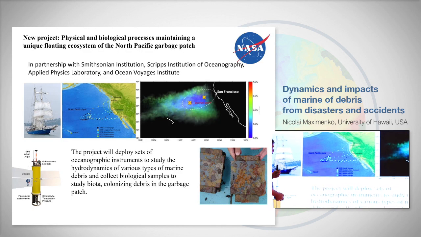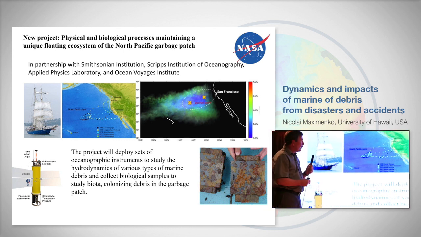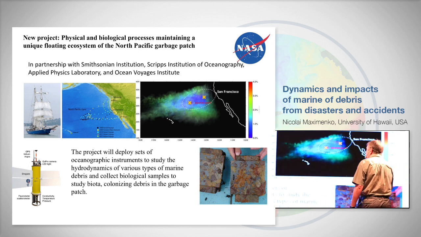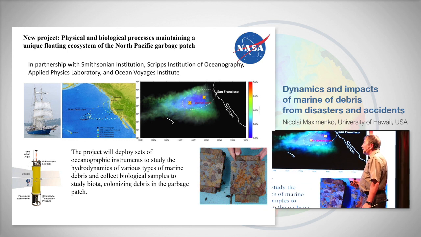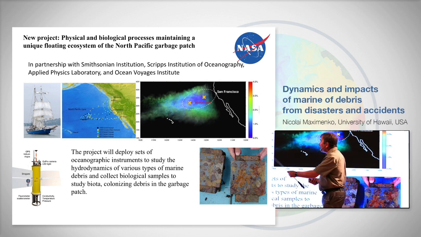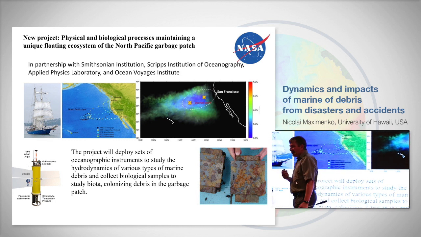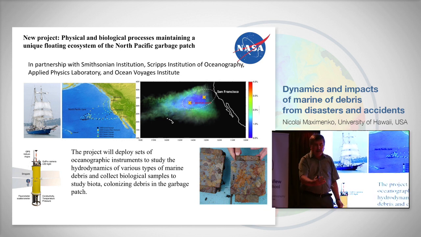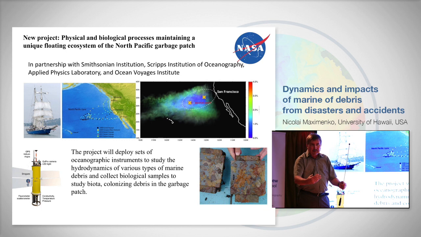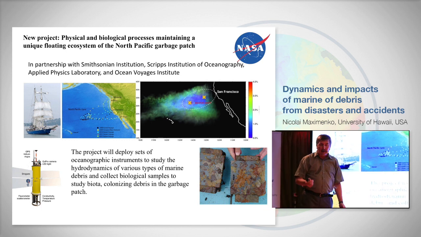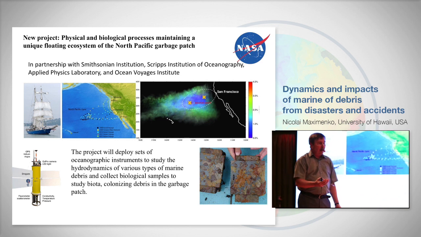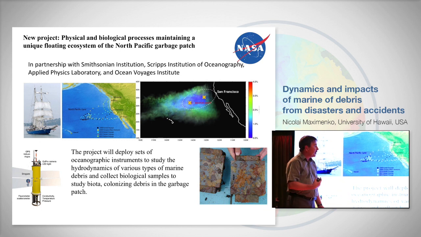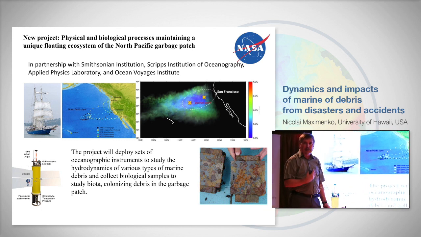So that's why I'm so glad to let you know that we are starting a NASA-funded project with an interdisciplinary science team where we will partner with Scripps Institution, Smithsonian Institution, and Applied Physics Laboratory. We will go to this area of the garbage patch. We will deploy scientific equipment to measure drift of different types of debris. We will attach trackers to real debris, and we will deploy biological panels. And then we will collect all these samples and also samples of debris, and we will be looking for coastal species.